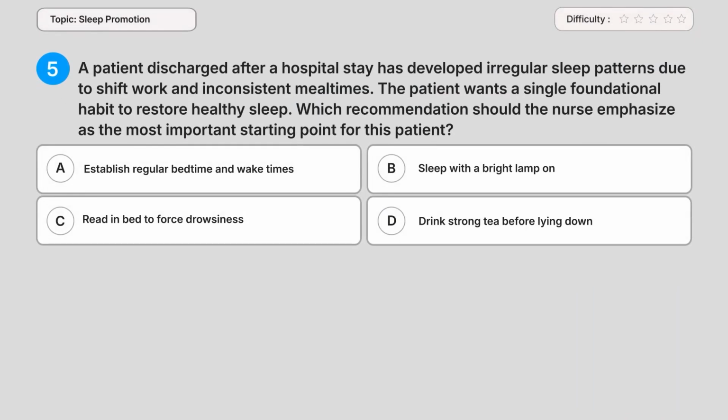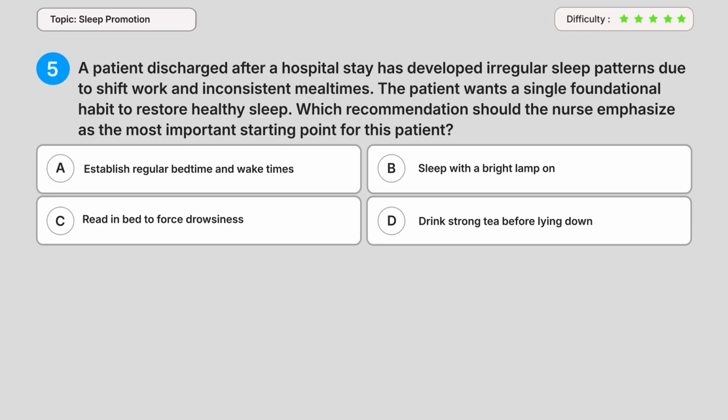Question 5. A patient discharged after a hospital stay has developed irregular sleep patterns due to shift work and inconsistent mealtimes. The patient wants a single foundational habit to restore healthy sleep. Which recommendation should the nurse emphasize as the most important starting point for this patient?